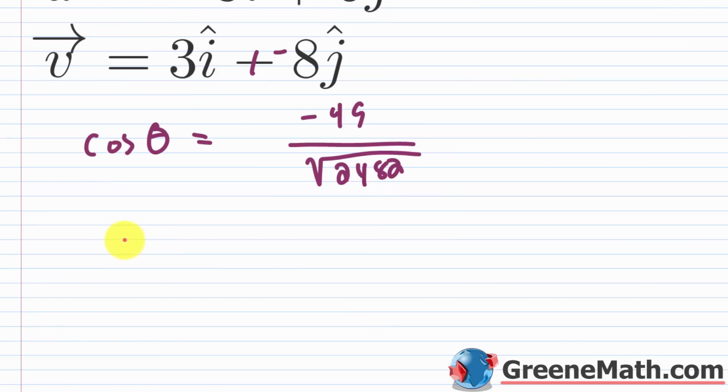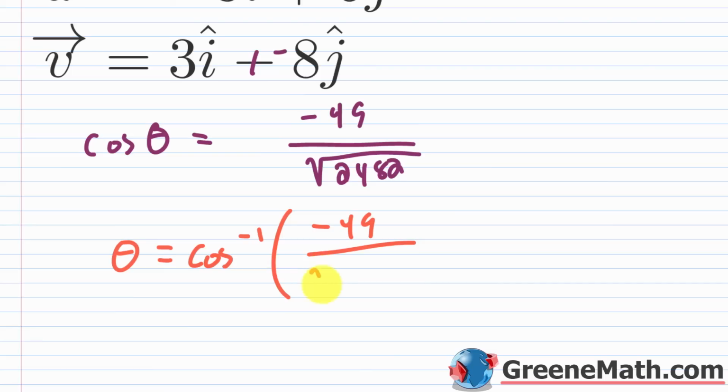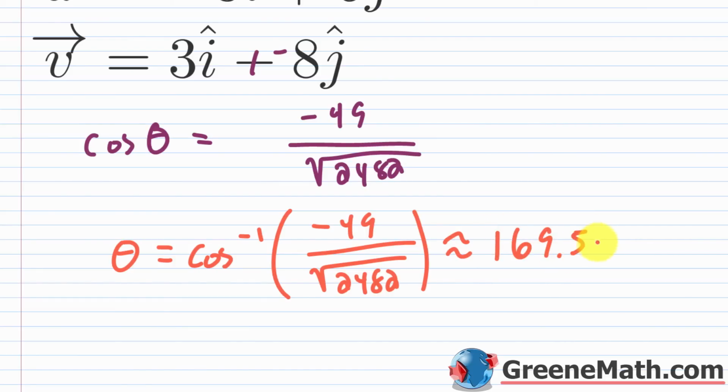In my calculator, I'll say theta is equal to the inverse cosine of this guy right here, so -49 over the square root of 2,482. Close that down. So this is approximately, if I round to the nearest hundredth, I get about 169.59 degrees. So my angle between the vectors u and v would be about 169.59 degrees.